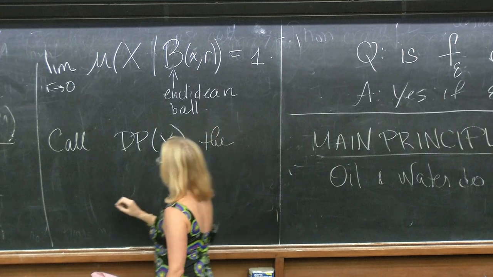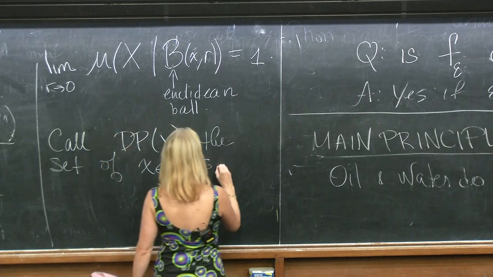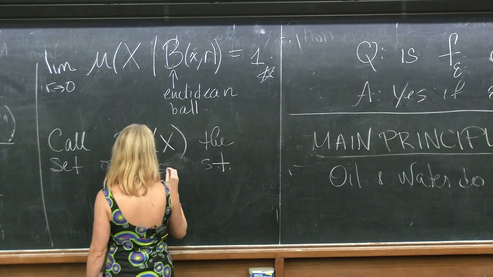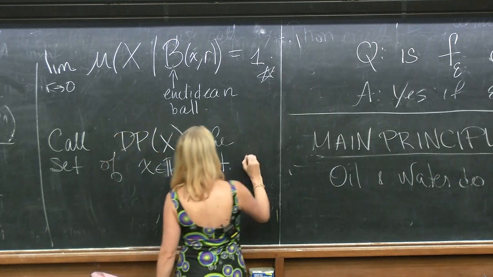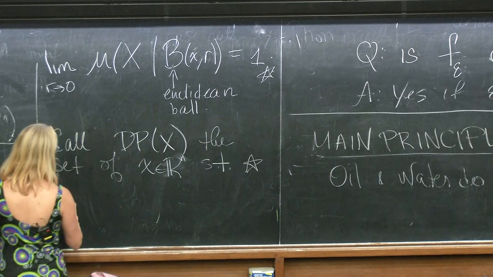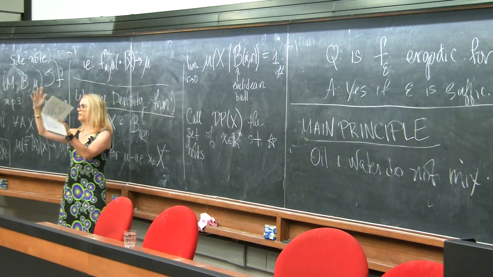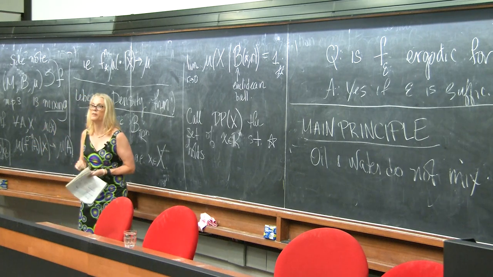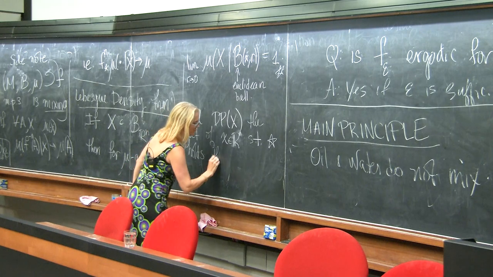the set of all X in my space such that star holds. So you can have a density point that's not actually in the set. How might you have that? What would be an example? I could take an open set and remove a point, and then that's a set. And the point I removed is a density point, but it's not in the set. Okay, and then these are called the density points of X.